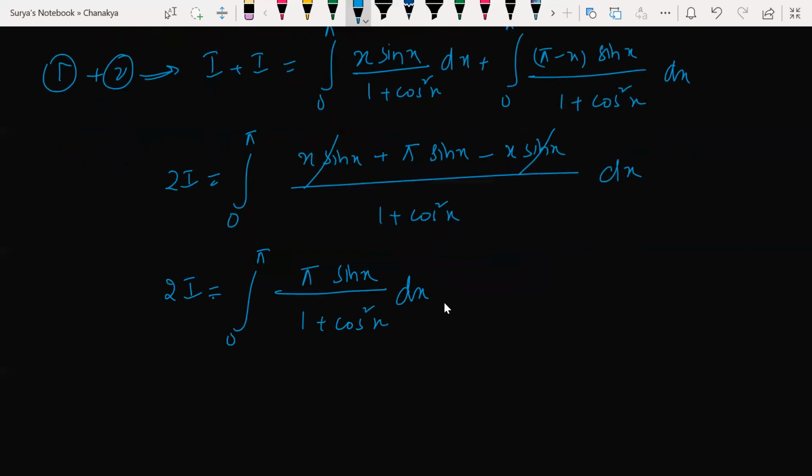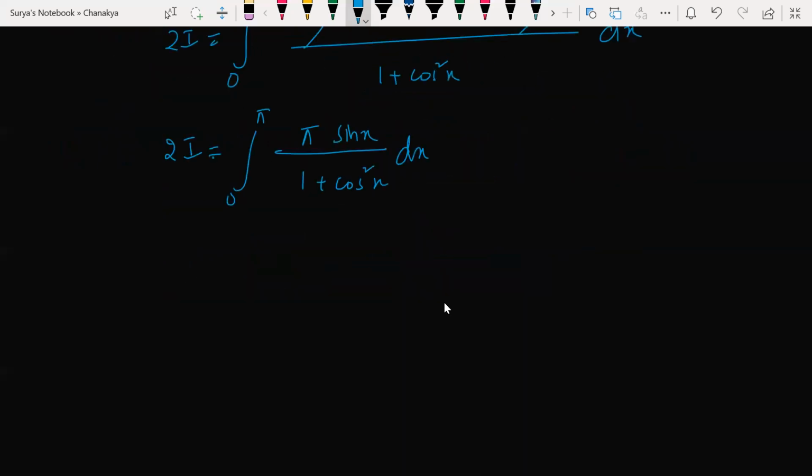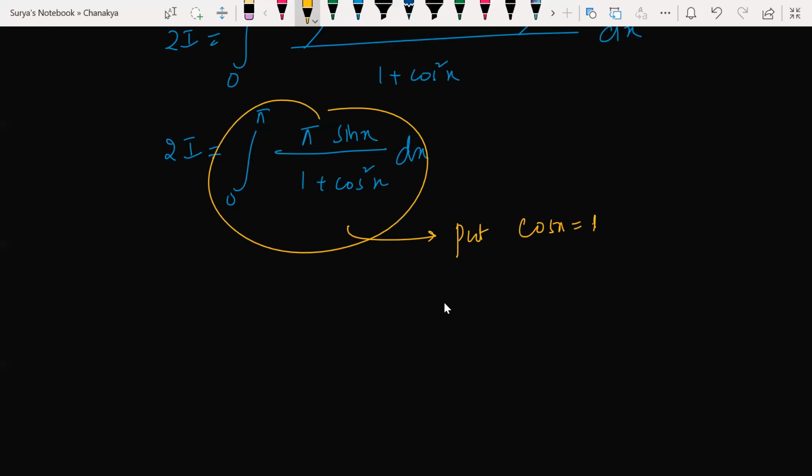So it became a normal function now. How do I have to solve this? By the substitution method. Put cos x equal to t. So d by dx of cos x is minus sin x, and d by dx of t is dt by dx. So sin x dx equals minus dt. This is my star equation. Let us consider this the third equation.